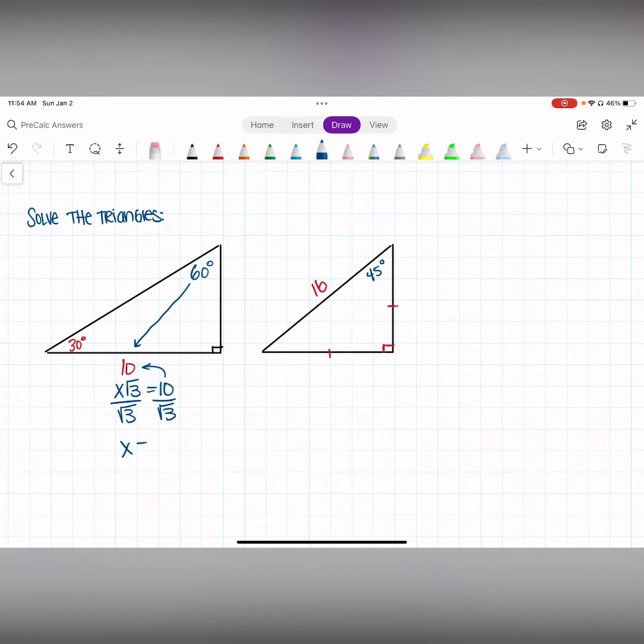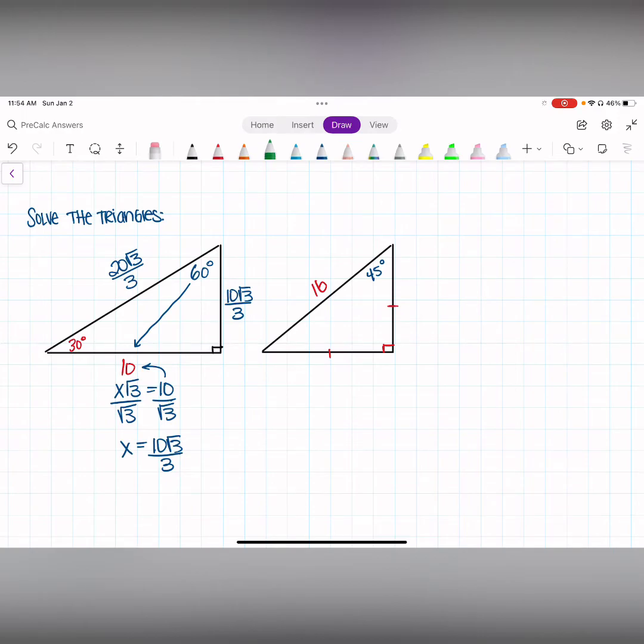Now we should rationalize. So we get x is going to be 10 root 3 over 3, and that will be the little side of my triangle. Then my hypotenuse is just going to be double that, 20 root 3 over 3. So that would be our 30, 60, 90 over there.